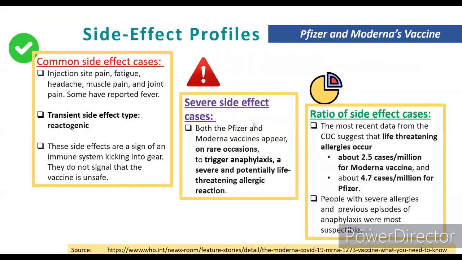The side effect profiles of these two mRNA vaccines are satisfactory. Common side effects are injection site pain, fever, fatigue, and muscle pain. These symptoms are very typical, normal, and expected after any vaccination.